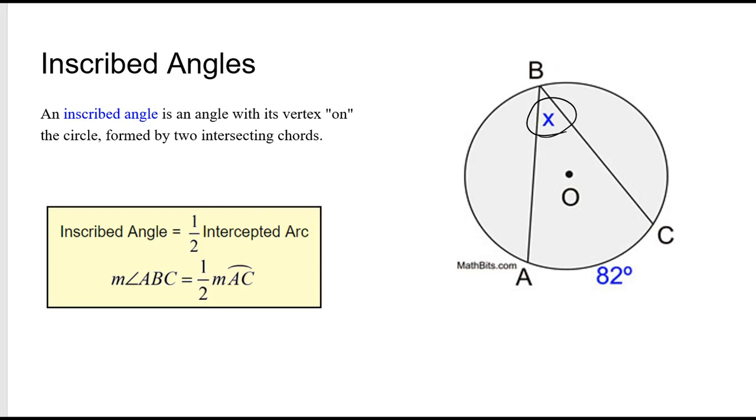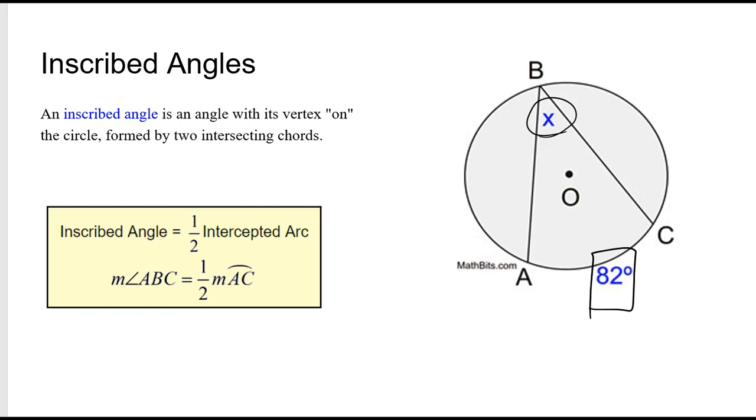Now when we talked about central angles, the angles and the arcs were exactly the same. Now inscribed angles can be a little different. You can see here that the inscribed angle will be half of what the arc is, or vice versa. The arc will be double the angle.